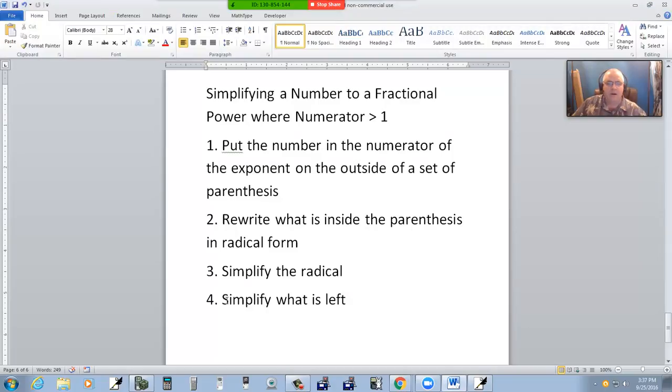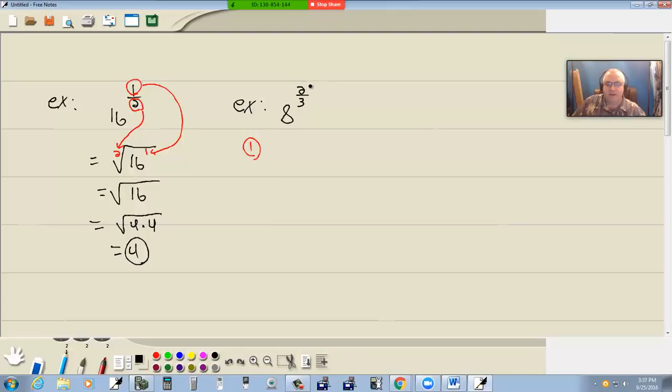Step 1, put the number in the numerator of the exponent on the outside of a set of parentheses. So that 2, I'm going to put on the outside of a set of parentheses. So we got 8 to the 1/3 to the 2nd power. Now you may wonder, well, where's that 1 come from? Well, when I take the 2 and put it on the outside of a set of parentheses, we have a blank up in our fraction. Remember, we never want a blank in our fractions. We put a 1 there.